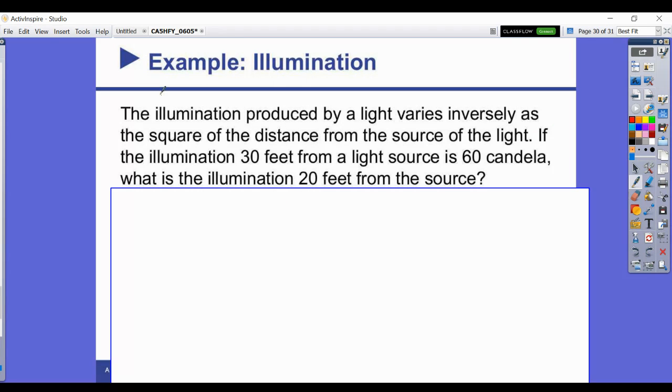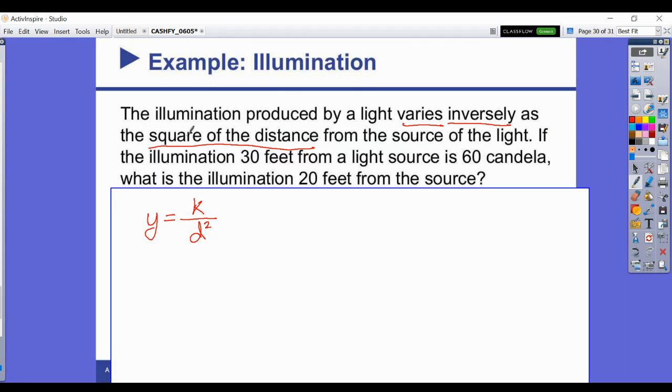This one's going to sound kind of familiar, but the illumination produced by a light varies inversely. So I would just start with y equals, because I don't really have any variables here, as the square of the distance. So k over, and then it says the square of the distance. So that's d squared, not just d. It's got a power there. So that basically gives me my formula. Whenever you have these varies inversely or directly or jointly or whatever, you're going to want to start with writing your formula. So y is going to be my illumination, d is the distance.